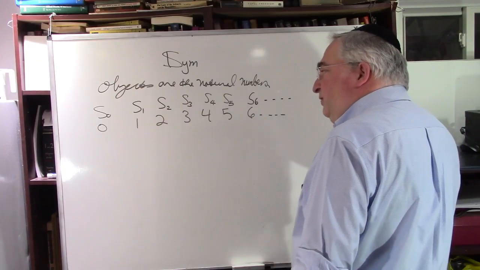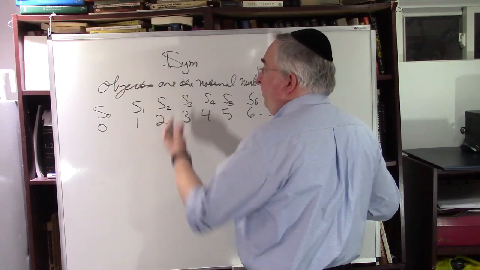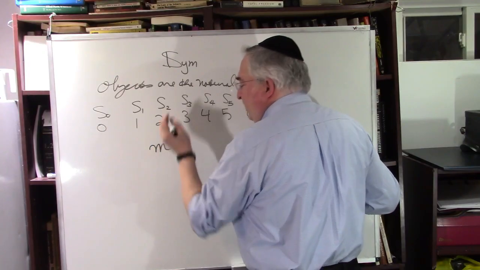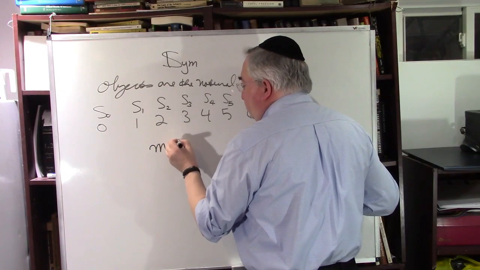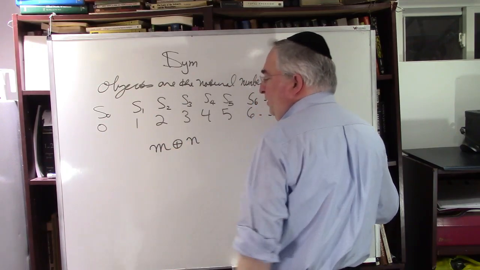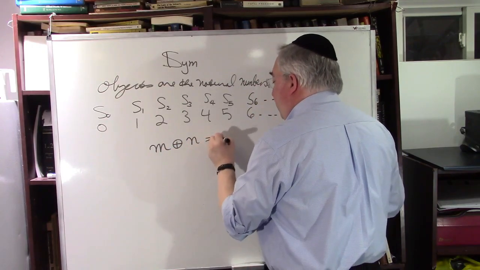Okay, and the idea is as follows. Now I tell you it's a monoidal category. So what is M? That's an object. Tensor. Okay, here's the tensor. Here's the operation. M tensor N is equal to M plus N.